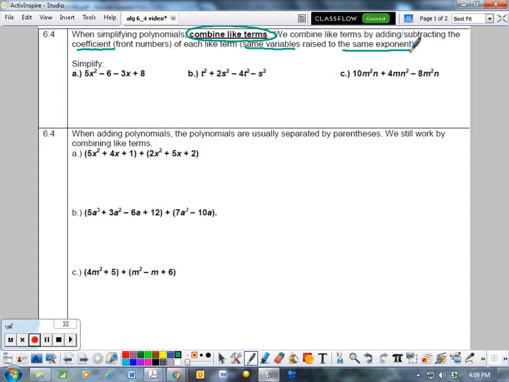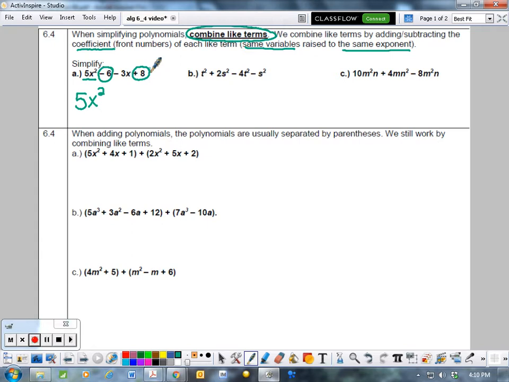So when I'm looking to simplify, I'm looking to combine my like terms. My first term, 5x squared, doesn't have another x squared to combine with. So I just leave it 5x squared. And then I could look at this negative 6 and this positive 8. Well, they're constants and they can combine. So negative 6 plus 8 gives me 2.